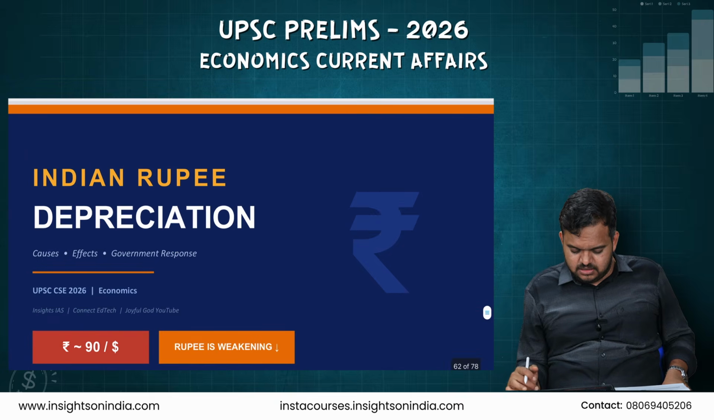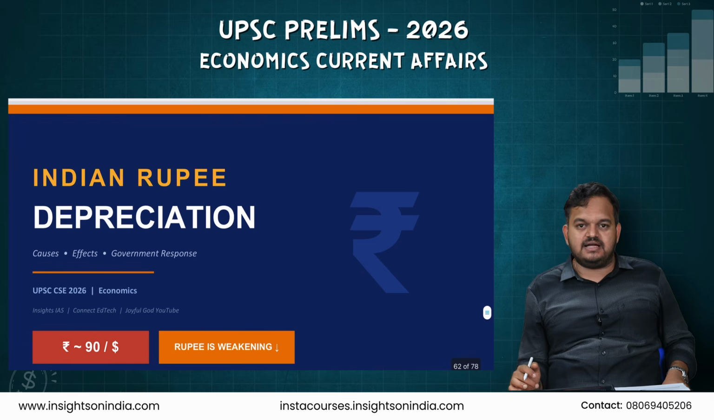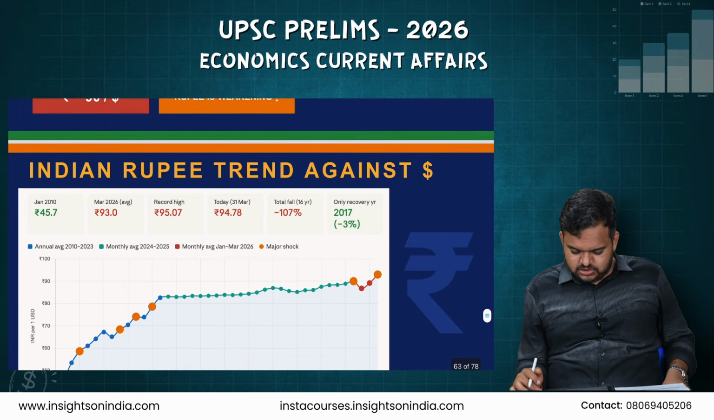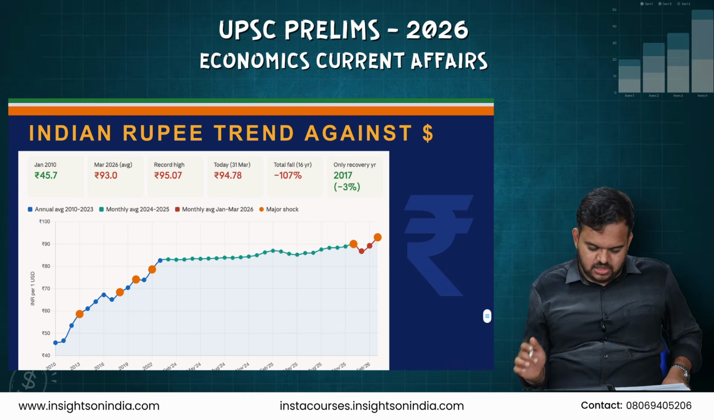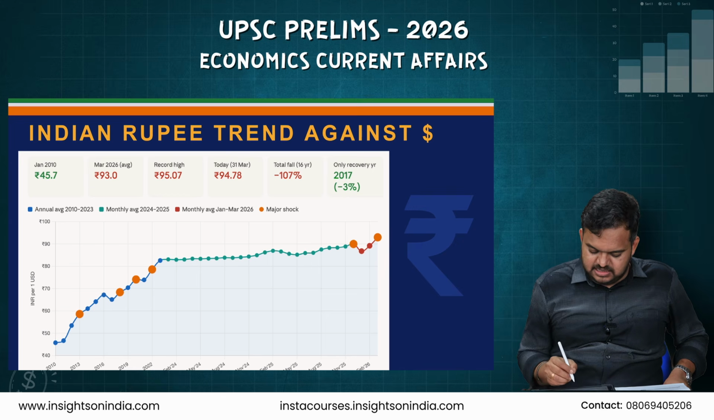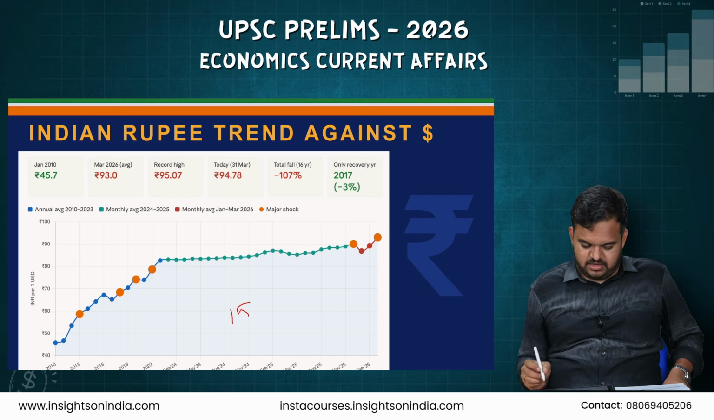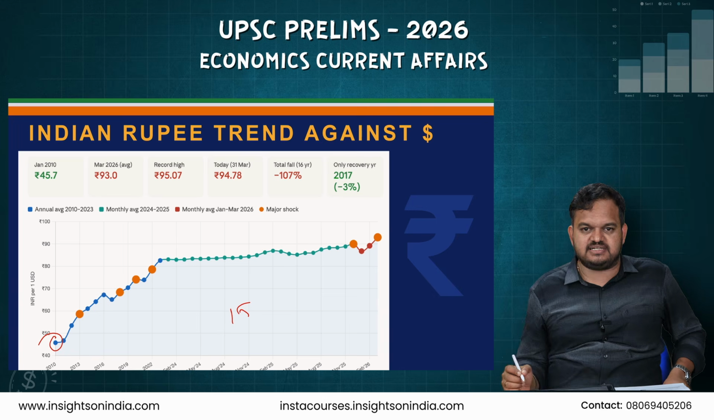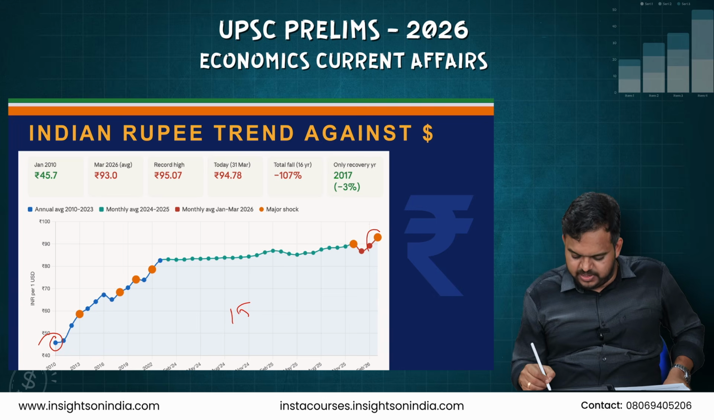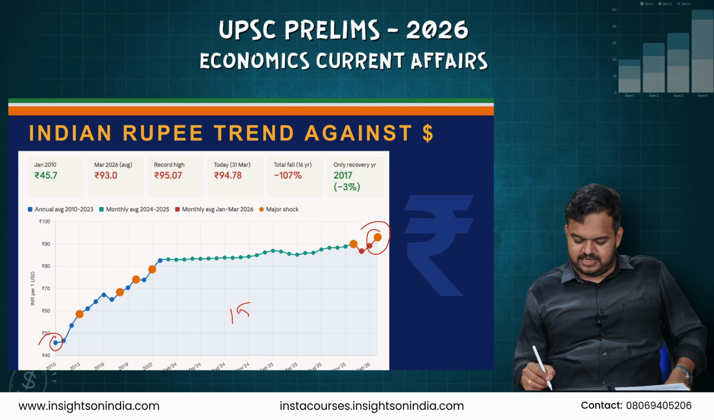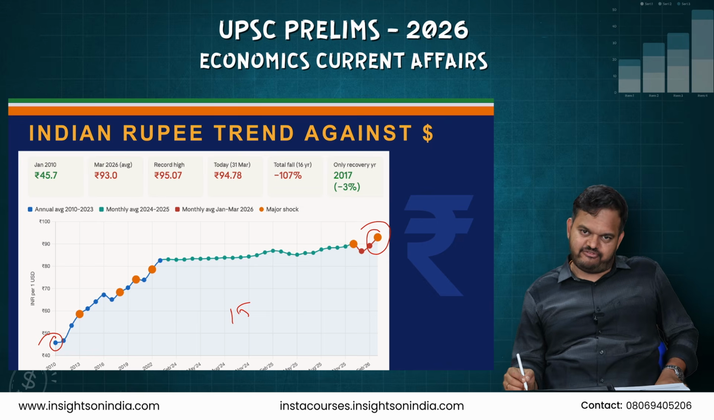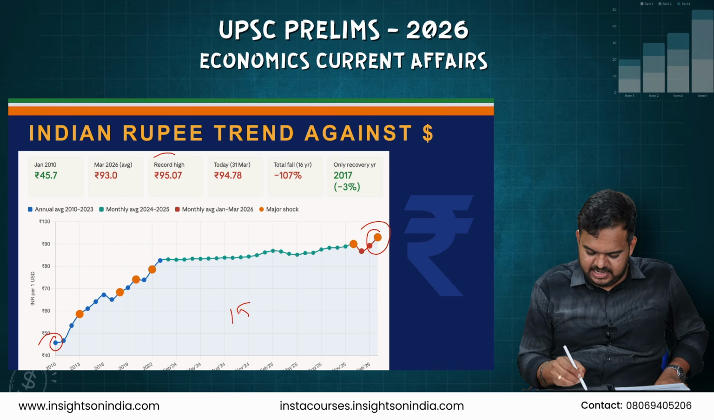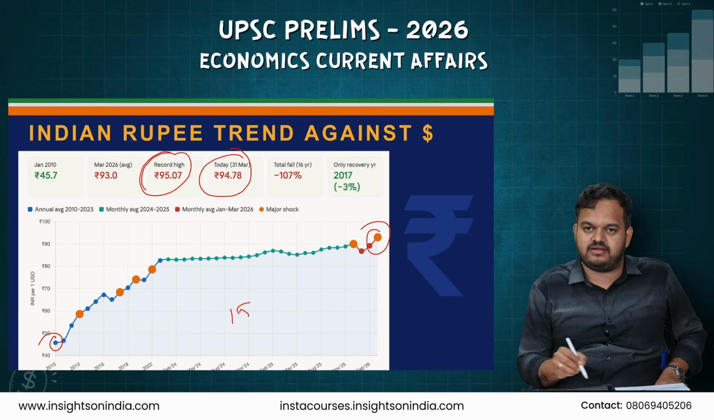That's about it. Now let us move on to rupee depreciation. There is a huge talk regarding Indian rupee depreciation. The rupee is continuously falling. So I am just putting a trend graph here. This is a 15-year trend graph, right? In 2010, it was nearly 45. Now it has almost doubled. In the last 15 years, the rupee's value has been reduced to half against the dollar. Now the current value of the rupee is nearly 94 to 95, right?